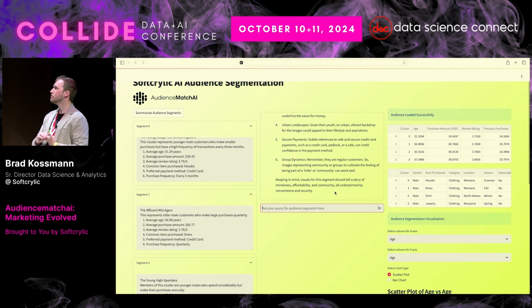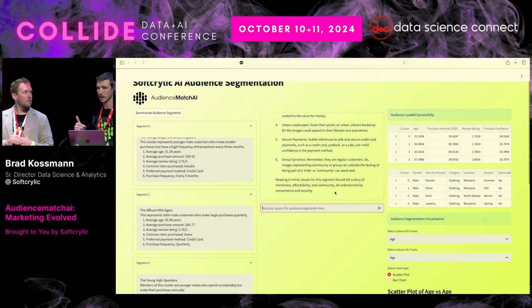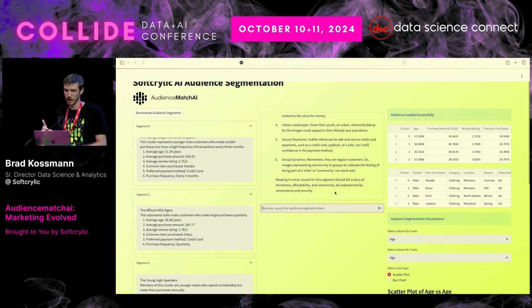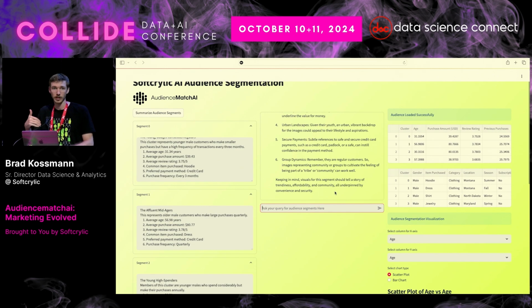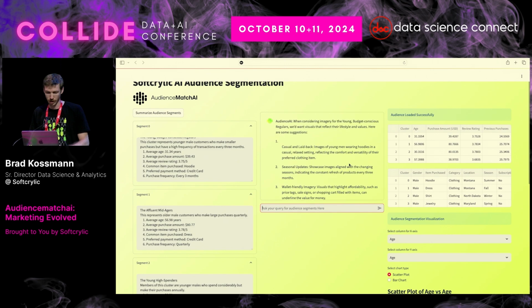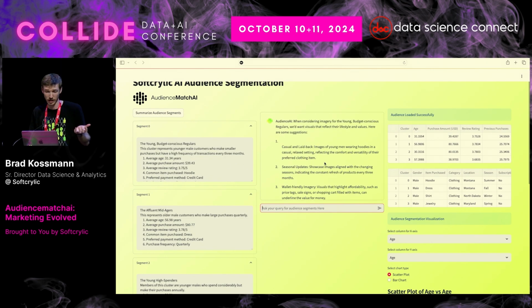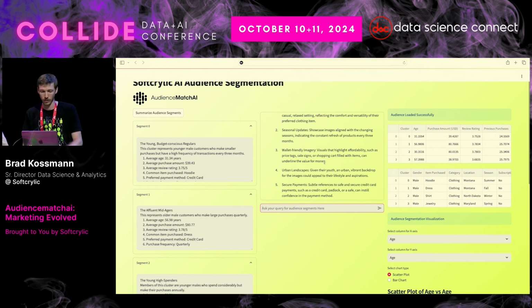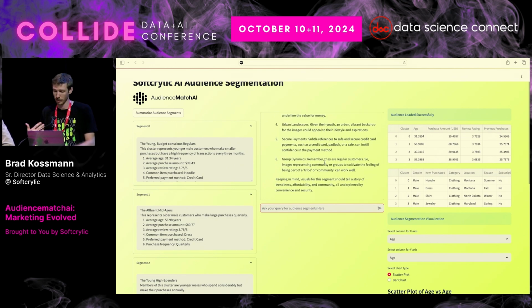Exactly. The other cool piece that we're looking at building in is multimodal functionality. So instead of telling us about creative imagery, it would be able to provide us that directly, right? That would be really cool. So it looks like for the young budget conscious regulars, maybe casual and laid back images of young men wearing hoodies in a casual, relaxed setting, reflecting the comfort and versatility of their preferred clothing item. Great. And we've got a few more of those that we can work with and iterate on and bounce ideas off of.